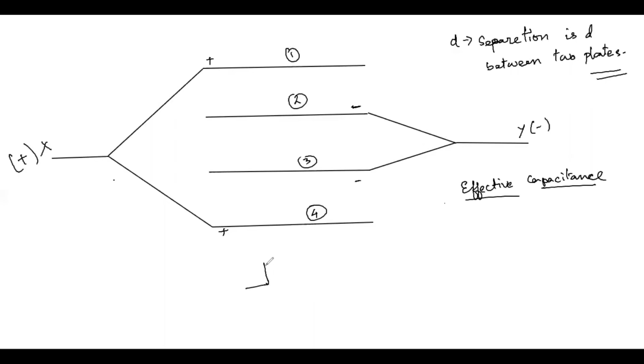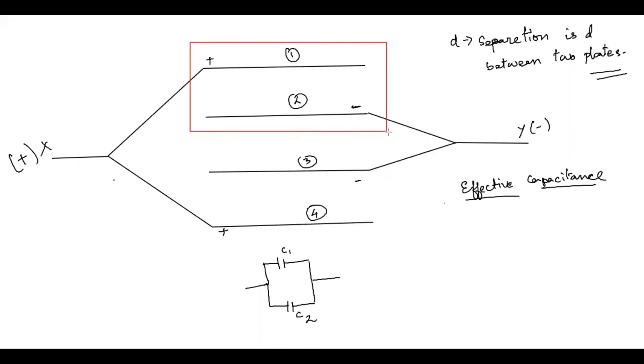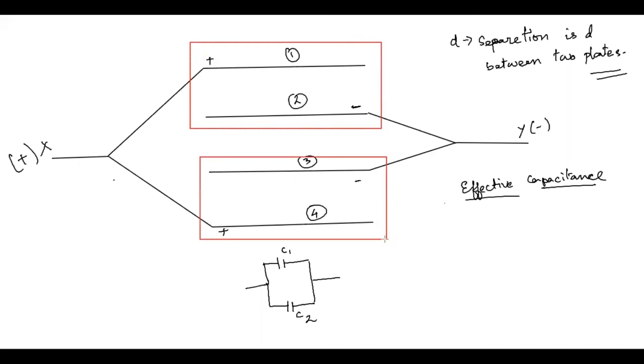So what I will do here, this will be my first capacitor C1 and this is my second capacitor C2. Remember, we are seeing this first part, that means this region we are considering. This region we are considering. This region is behaving like a parallel plate capacitor, and this region is behaving like a parallel plate capacitor. Okay, so that is why we state that it is nothing but a parallel combination of two capacitors.